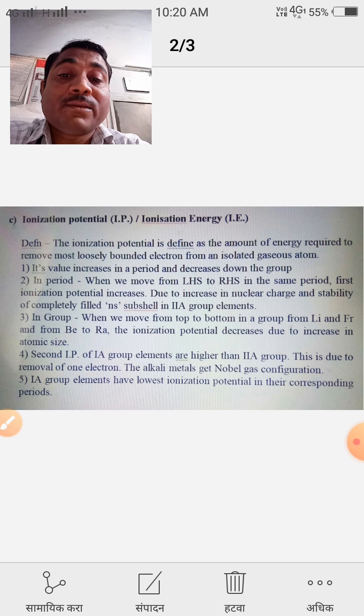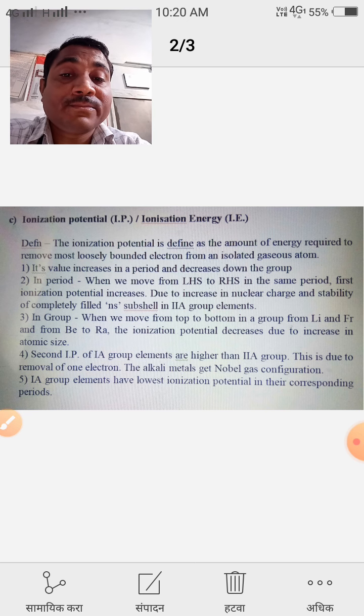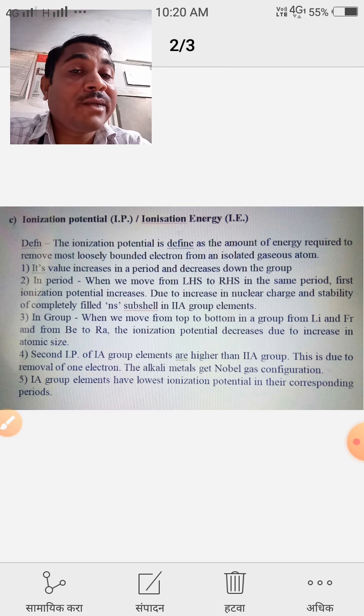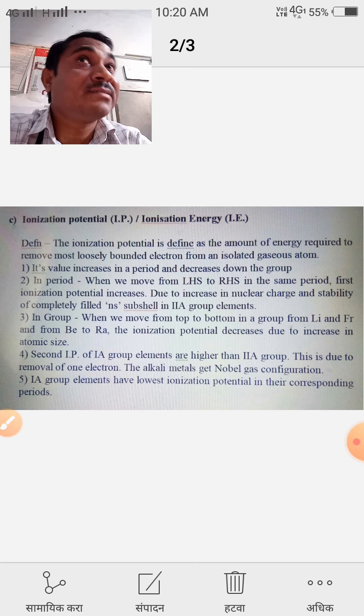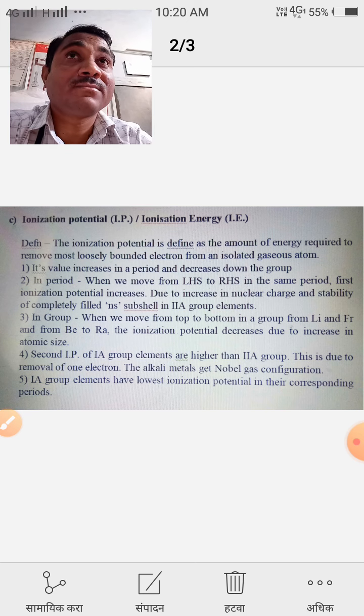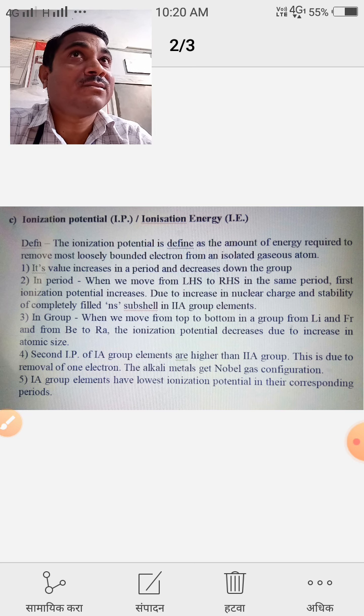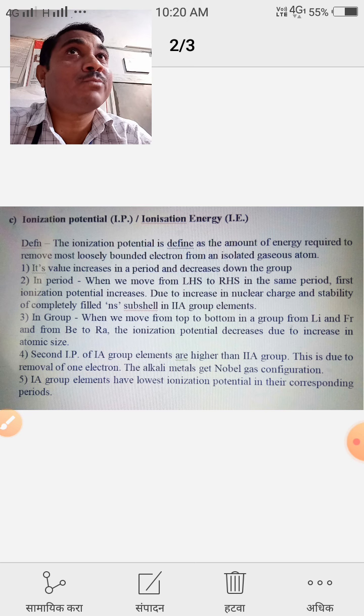So in a period, when we move from LHS to RHS, atomic number increases and atomic size decreases. Atomic number increases, that means nuclear charge also increases, so atomic size decreases. So the attraction between the nucleus and the outermost shell electron is more in a second A group element as compared to a first A group element.